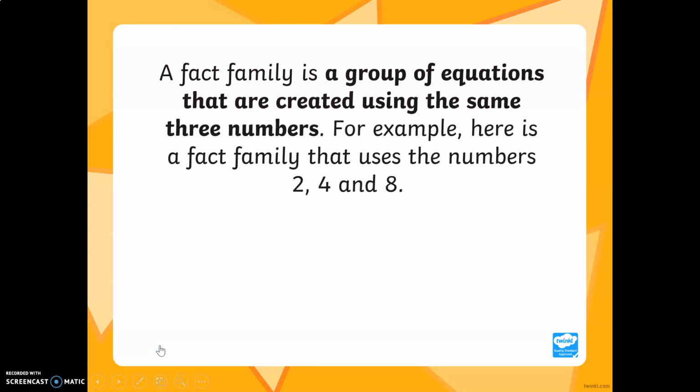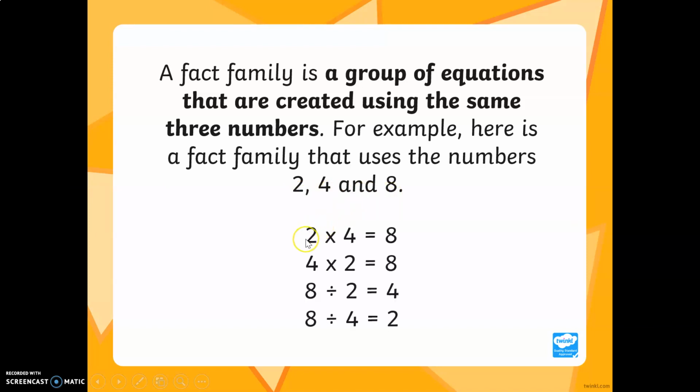A fact family is a group of equations that are created using the same 3 numbers. For example, here is a fact family for multiplication and division that uses the numbers 2, 4, and 8. So our 2 multiplication facts, we use the smaller numbers and the product is the greater number. So 2 multiplied by 4 equals 8. Then we inverse or turn these in the opposite way. 4 times 2 equals 8.